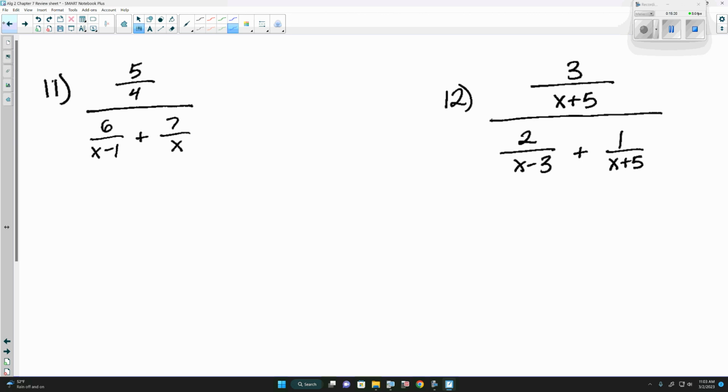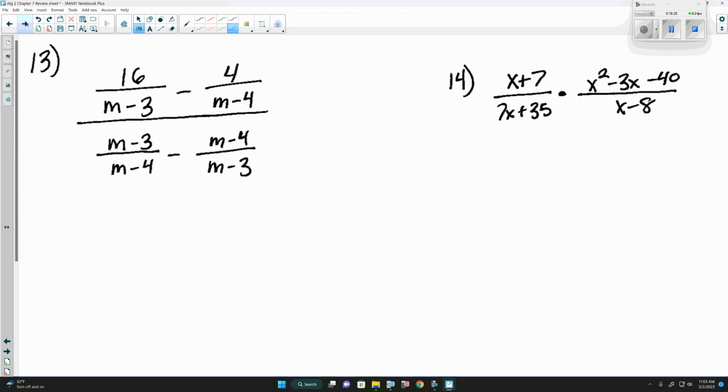Oddly enough, I did not put a single complex fraction on the test. So 11 through 13 aren't going to show up. They're not. Need a sharpener? Okay. 11, 12, 13 are not going to show up on the test. Questions on 14? Give us all A's.